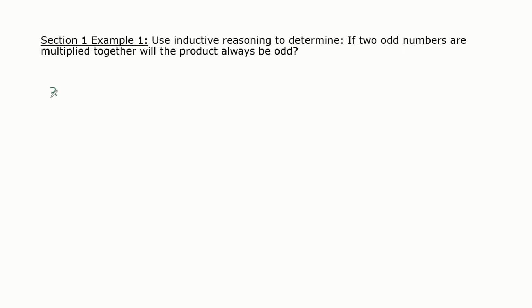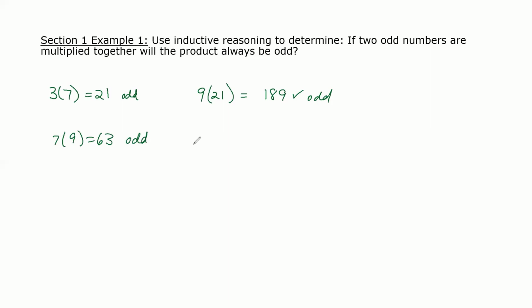Let's start using 3 and 7. 3 times 7, 21. That's odd. How about 9 and 21? Those are both odd. We have 189. Check, odd. 7 and 9, 63. Odd. It looks like we have a pattern, so the answer is yes. By inductive reasoning, if two odd numbers are multiplied together, will the product always be odd? And our answer is yes.